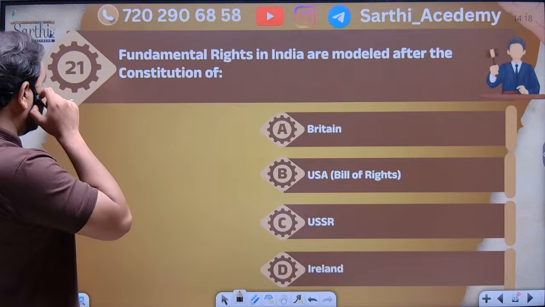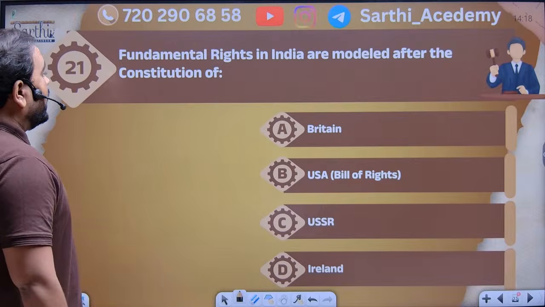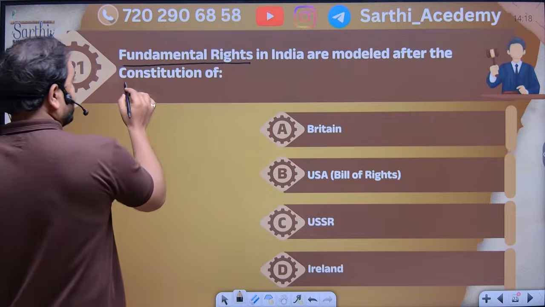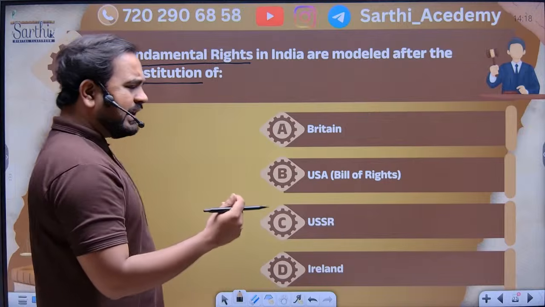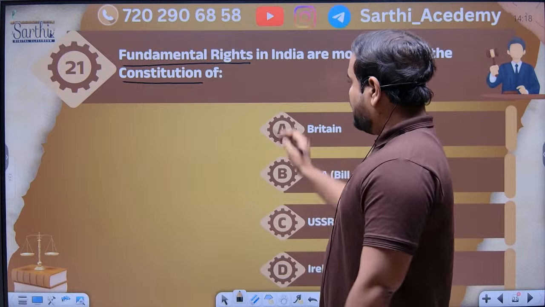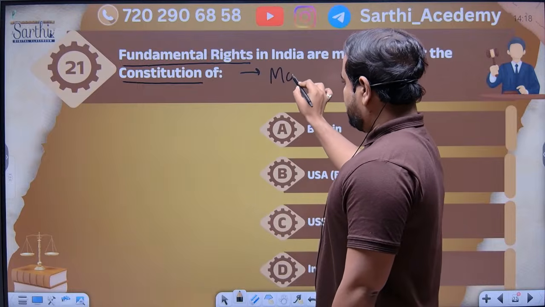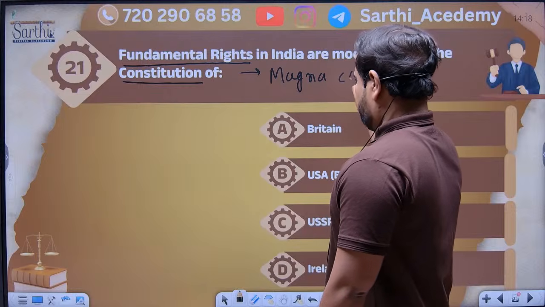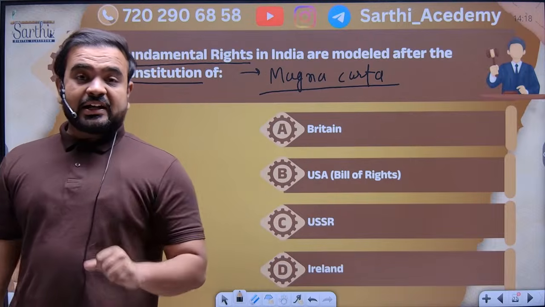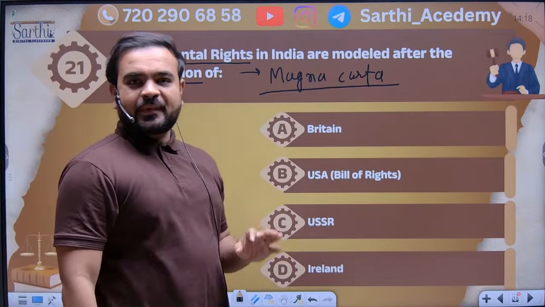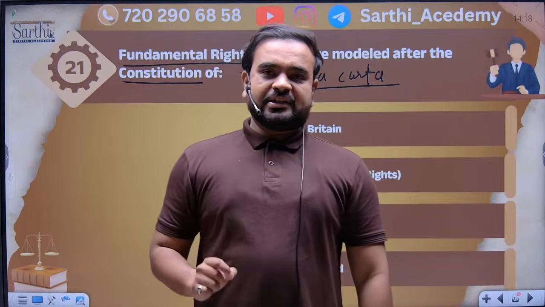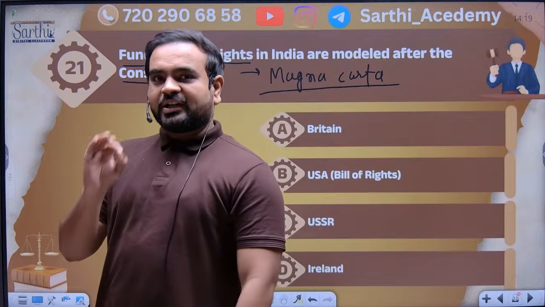Now question number 21. Fundamental rights in India are modeled after the constitution of which country? That means it is inspired by which country's model. Please remember that fundamental rights in India are known as the Magna Carta.